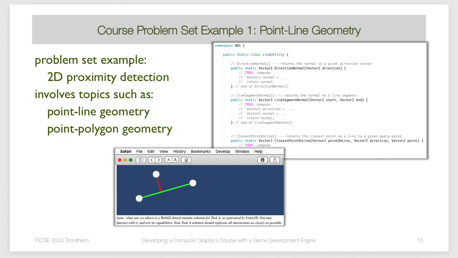In this case, again, we have geometric components that are prepared in the GDE, and they connect to scripts where students compute the correct geometrical relationships and provide, like in this case, the normal to a line segment, which is then used to compute the closest point on a line to an external point. These are utility functions that then students use in the subsequent assignments.